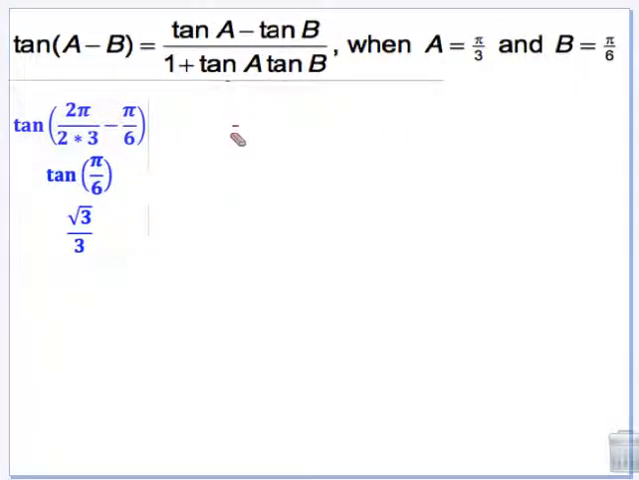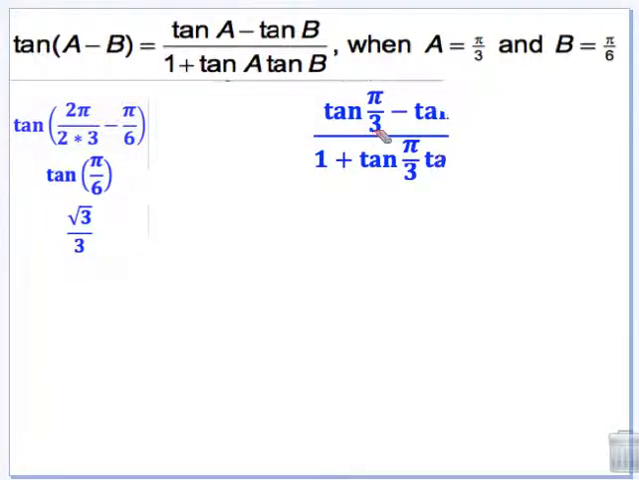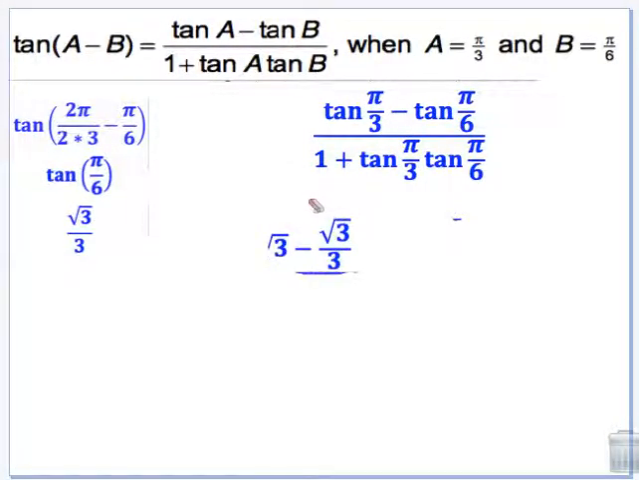Alright, so now let's look at the other side. So plug in your angles. So you have pi over 3, pi over 6, and set up your formula, please. Take the time to write it down and set it up. And then go ahead and look in your trig table, see what ratios you can replace tangent pi over 3 and tangent pi over 6 with. Okay, and when you do that, you should get square root of 3 minus square root of 3 over 3 in both the numerator and the denominator.